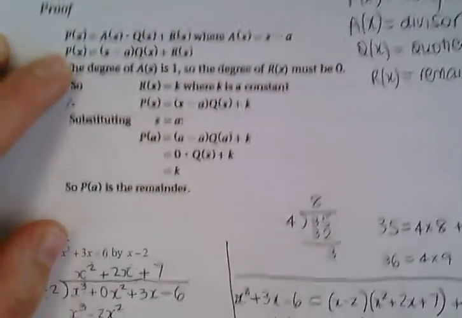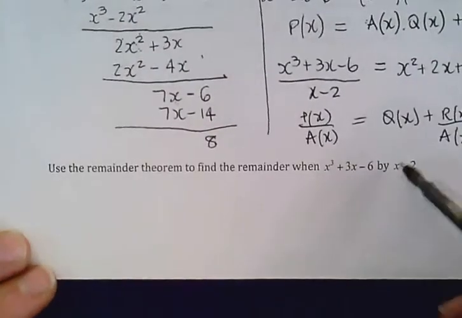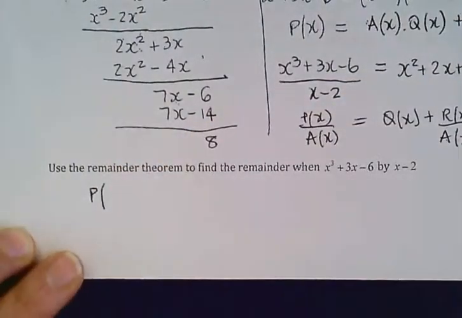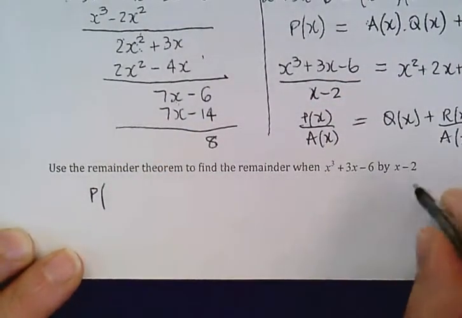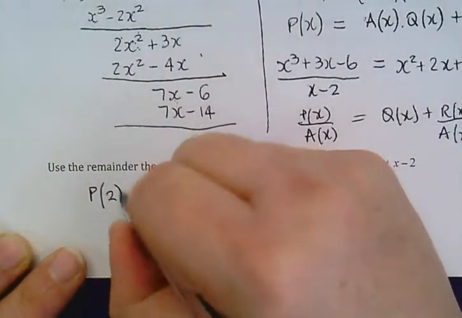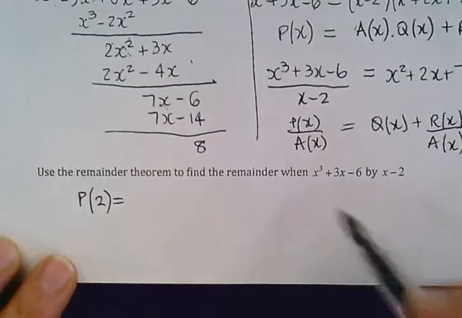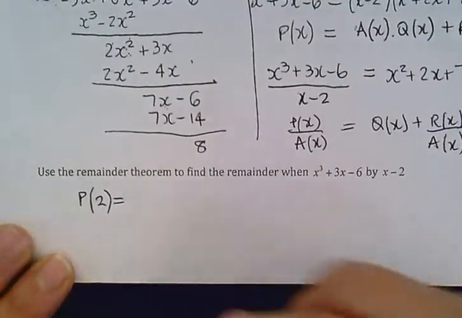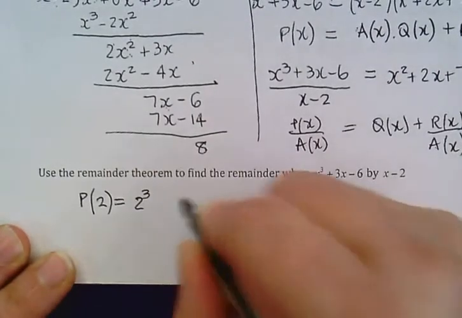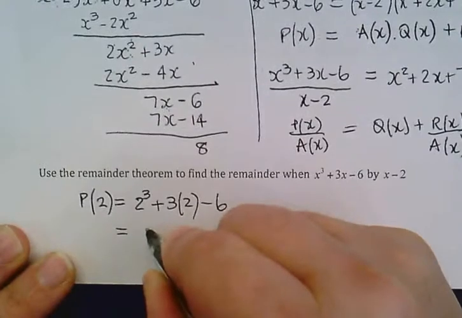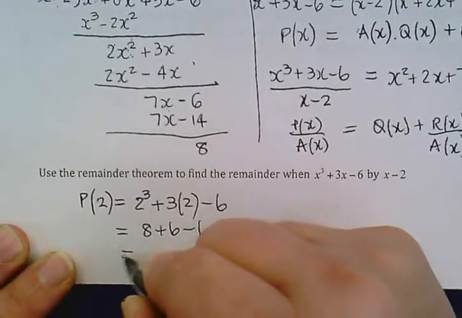So, it's being divided by x minus 2, so therefore I should do p of what? P of 2. We're dividing by x minus a, and in this case, a is 2. So we just do p of 2. When I substitute 2 into this polynomial, I should get the remainder, which is 8. So p of 2 is 2 cubed plus 3 times 2 minus 6, which is 8 plus 6 minus 6. We can see that that equals 8.